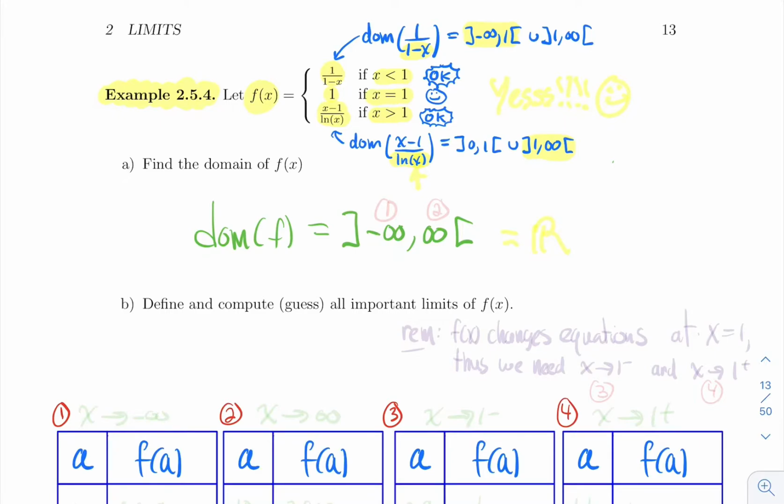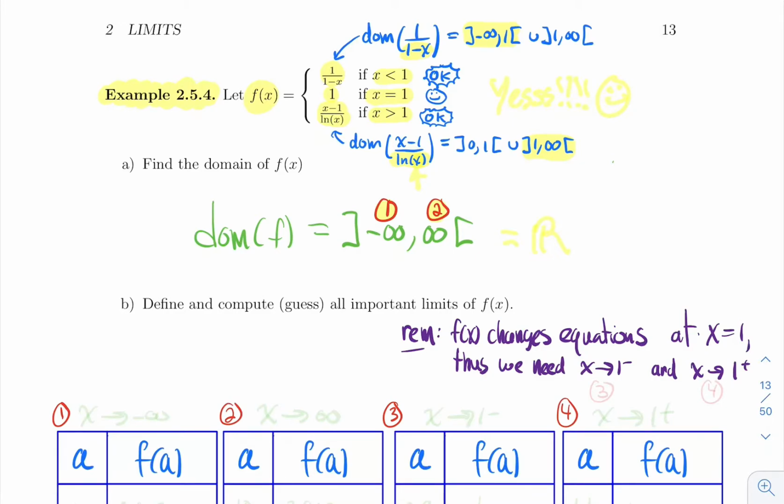So automatically from the domain, we have two important limits: at minus infinity and at plus infinity. But we need to remember that there is a change of equation. So even if f of x is never crashing, we're changing equation around 1. This means that because f of x is changing equation around 1, we need to study what's going to happen with f before and after 1.